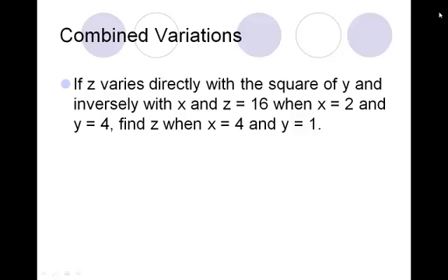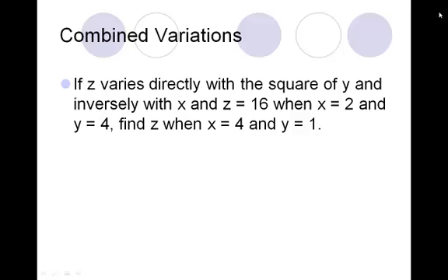Okay, one more. This is a combined variation. This is kind of putting it all together. The original problem says Z varies directly with the square of Y and inversely with X. Stop right there and let's write the formula. Z varies directly with the square of Y and inversely with X.